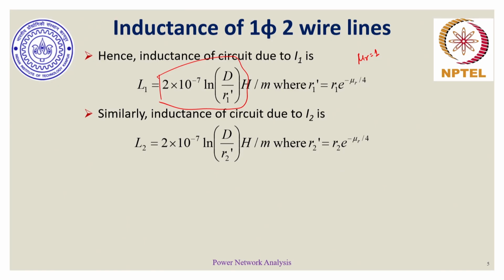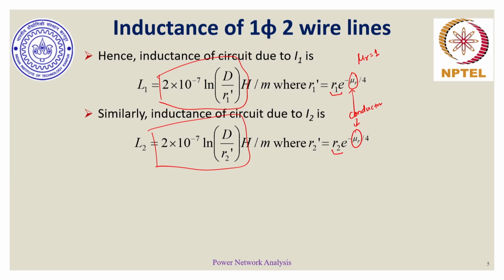Similar inductance will also exist because of current I2. These inductance expressions are independent of current, so their values don't affect, but the individual radii might be the same or different. And mu r here is the relative permeability of the conductor, not the air. For air, the relative permeability is exactly equal to 1.